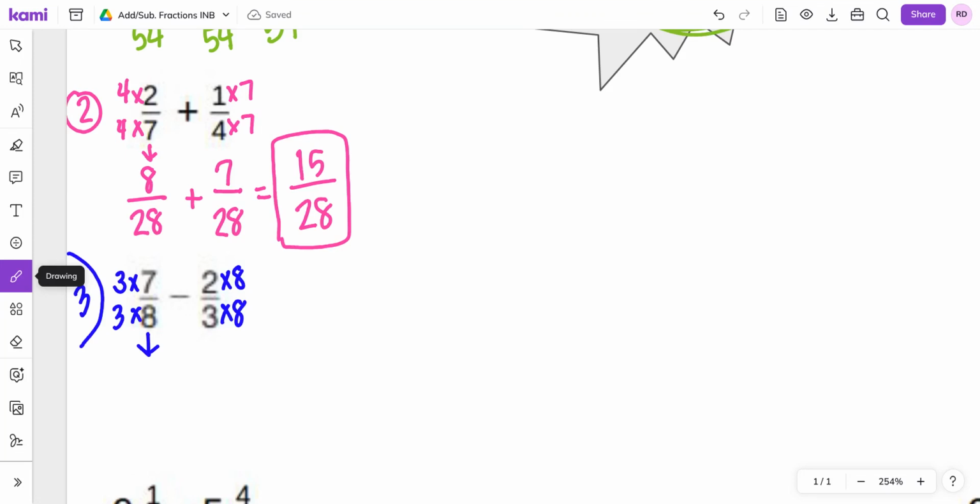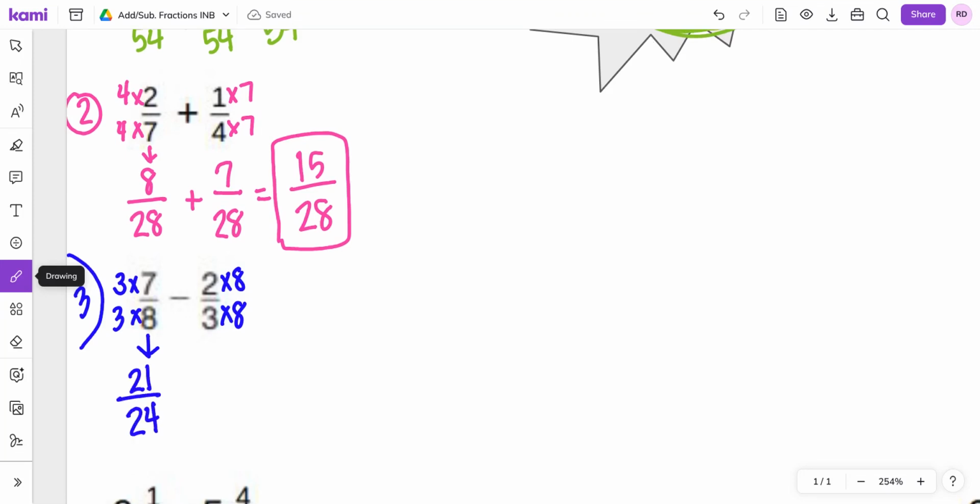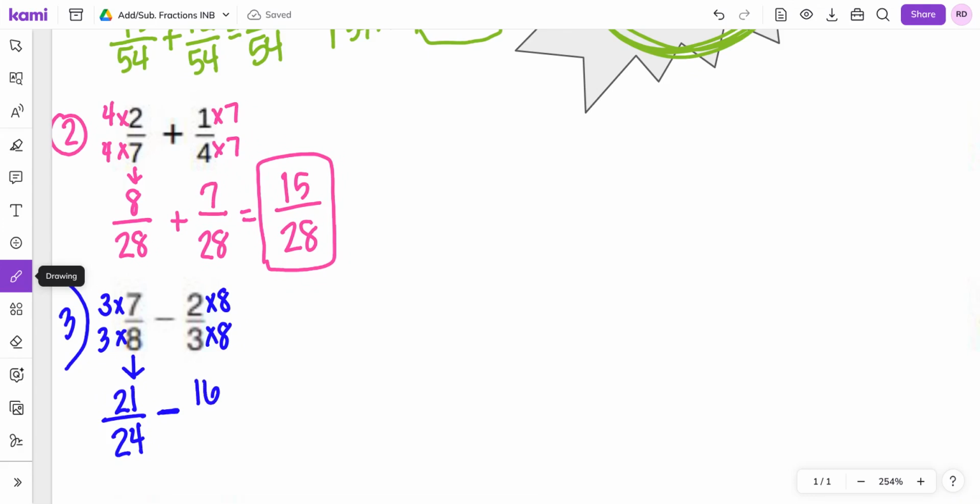So 7 times 3 is 21, and 3 times 8 is 24. And then we're subtracting, so we've got to make sure we write a subtraction sign. 8 times 2 is 16, and 3 times 8 is still 24. Just like above, we're going to subtract the numerators. So 21 minus 16 is 5. But do we subtract the denominators? No, we do not. We leave that 24.